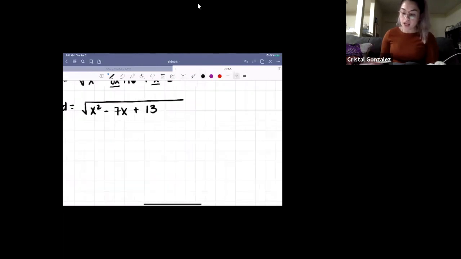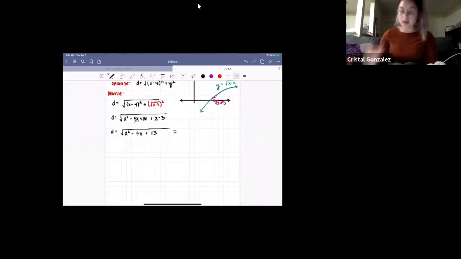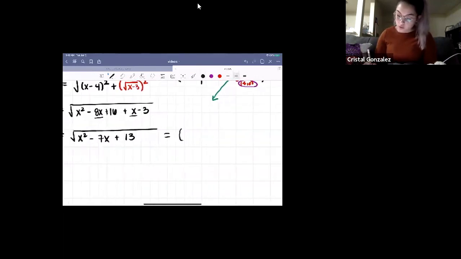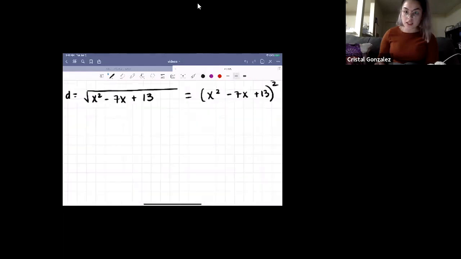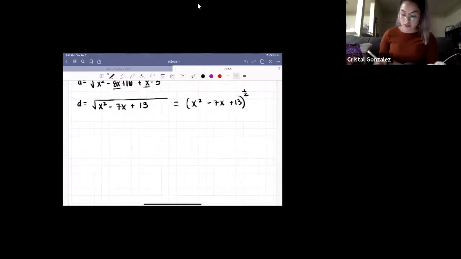Beautiful. Before I differentiate, because I know in my head that I'm going to have to differentiate this, I'm just going to rewrite it so that when I do the chain rule, it's a tad bit easier for my brain. Let me fix that. Beautiful. Now what I need to do is take the derivative of d, my distance formula, because remember, we're trying to minimize that distance. So that's what we're going to do.